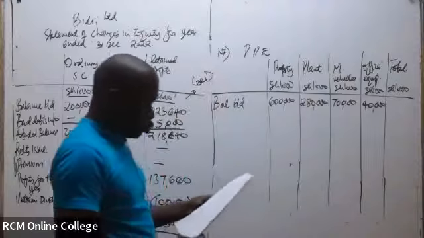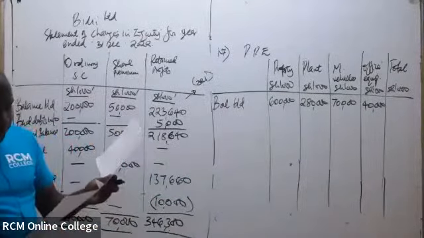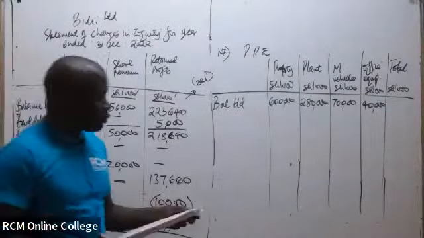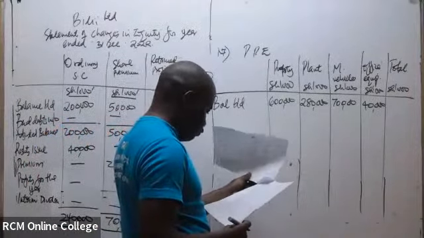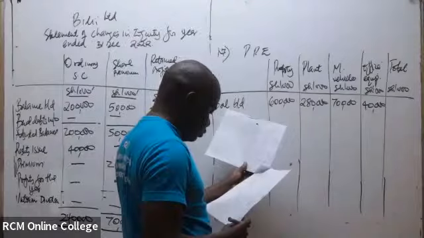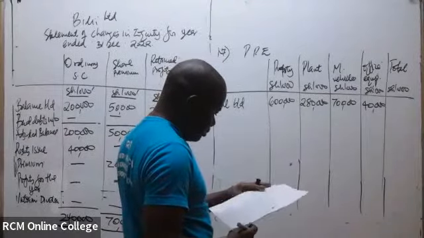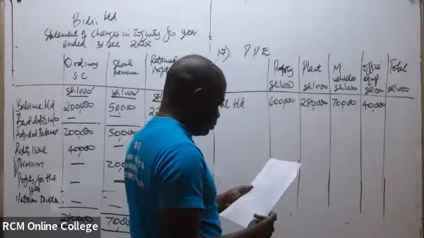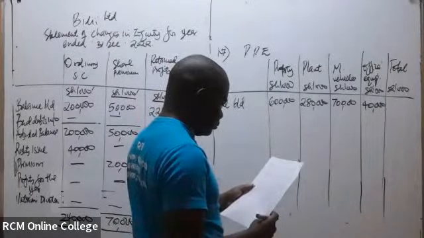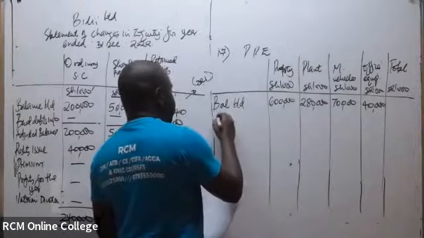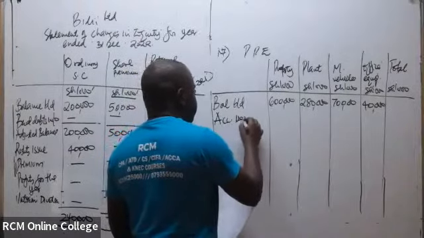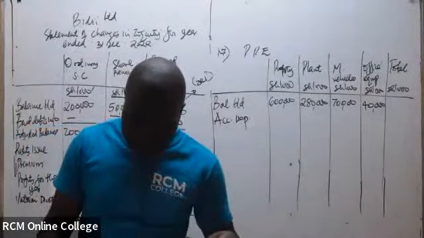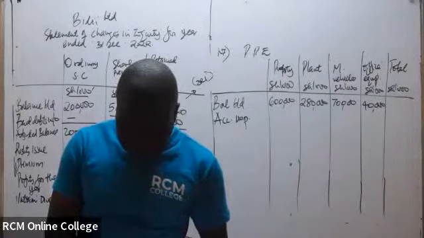So we must be able to adjust by having to do what? Less the accumulated depreciation. Accumulated depreciation for property, plant, and equipment, I think, is 80 million.